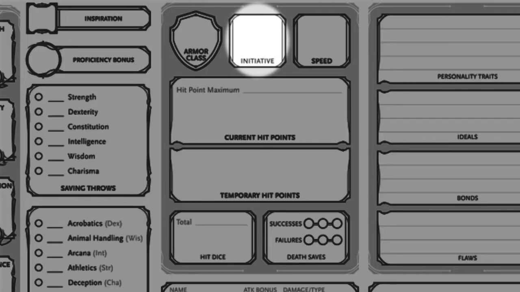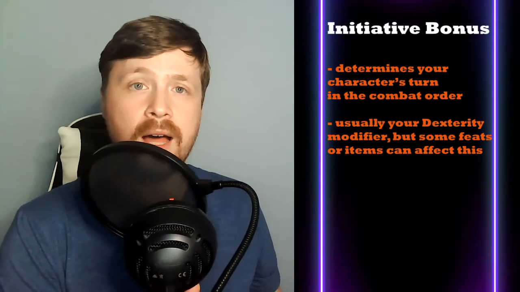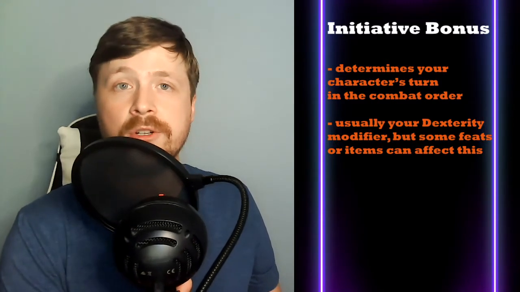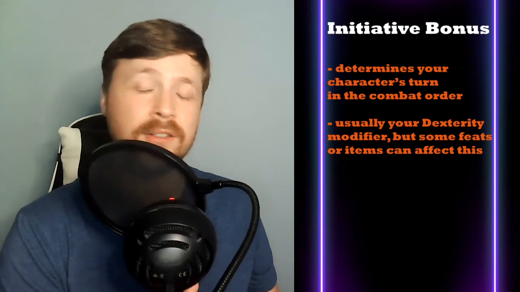Initiative is the number that we add to the roll at the beginning of combat to determine what the turn order is for each character or creature on the field. Usually this is just your dexterity modifier. However, there are some special features or magic items that may give this a little boost.